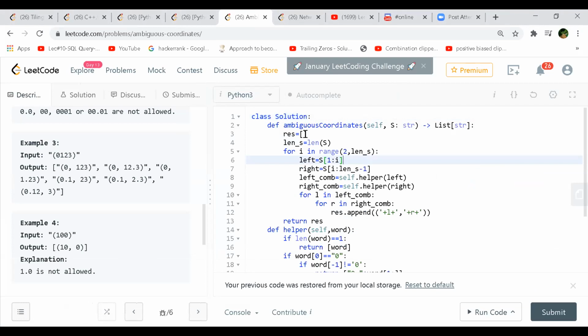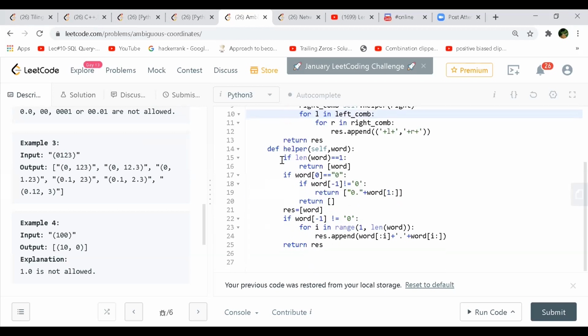So this is what I'm doing. At every point I am splitting into left and right, right? Till this will go into left and the remaining will go into the right, passing into my helper function. Left combination, right combination. And now these are the two for loops: for every L in left, you make a combination with the right. And whenever you pass your left into helper, this is the helper, with all those conditions.